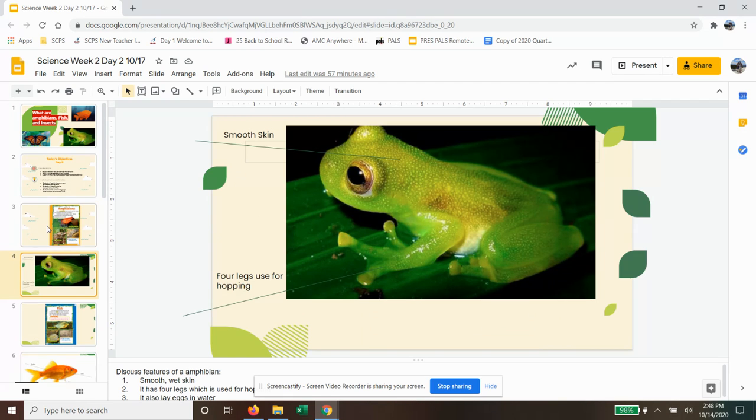And we gave an example of a picture of an amphibian, which this is of a frog. This frog has smooth skin, so if you feel it, it's gonna feel smooth. And then the frog has four legs for hopping, right? The frog hops. So one, two, three, four.